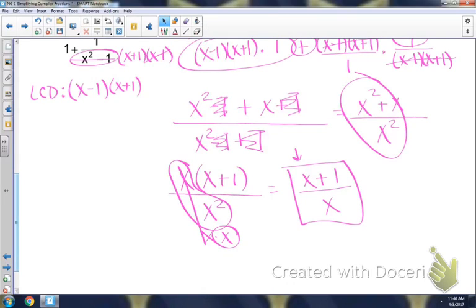Okay, so tomorrow we're going to do more complex fractions, and then we'll get into solving a rational equation.